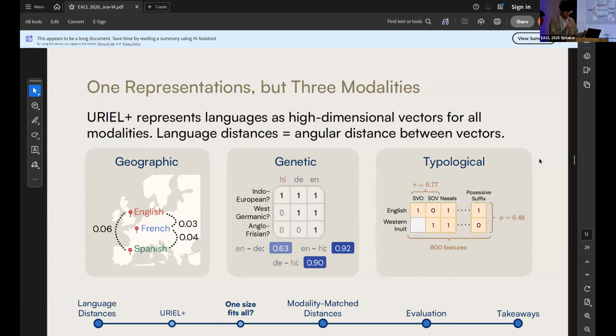URIEL Plus's vectors include 800 features, and so obviously it's still very high dimensional. And the key issue here is that there are tons of correlated features in URIEL Plus. So for example, the syntactic feature of word order in URIEL Plus is encoded as multiple binary features. So we have one binary feature for SVO, one for SOV, one for VSO, etc. And we do see that in reality, the correlation between those features in URIEL Plus is substantially high.